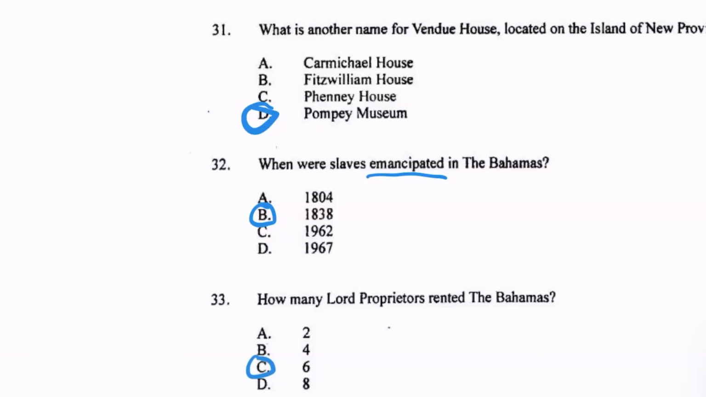However, there were actually 8 lord proprietors who were given land to rent in this side of the New World by the crown, but only 6 of those 8 lord proprietors were given land to rent in the Bahamas. Some of them were given land to rent in the United States, like in the Carolinas, but only 6 of them rented the Bahamas. So the answer is C.